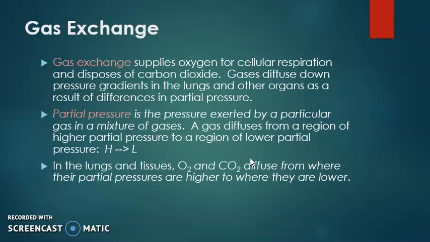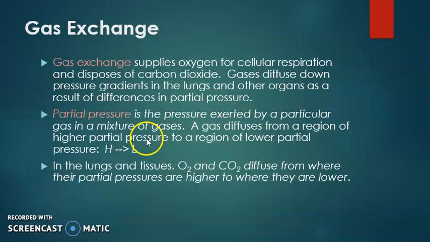Now gases diffuse down pressure gradients in the lungs and other organs as a result of difference in partial pressure. So it means that there will be a partial pressure in the medium, that is blood or maybe hemolymph, and there is a partial pressure of gases in the tissues, and things will move from one area to another area along the gradient.